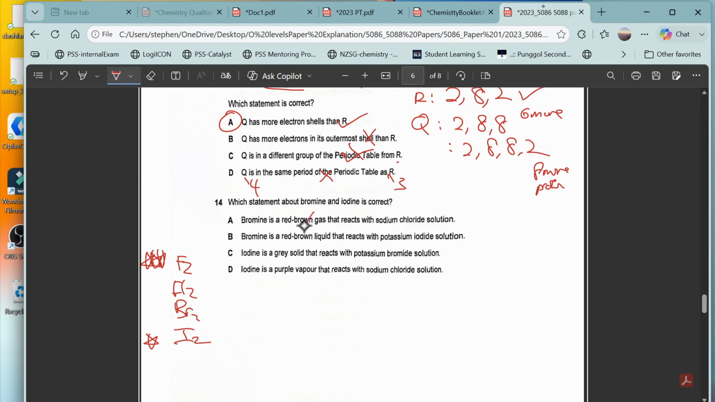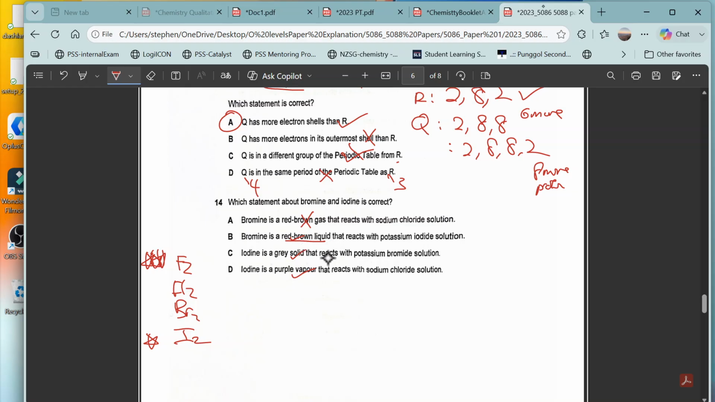Okay, so let's get something. Bromine is a red-brown gas. Actually, it's a liquid, it's not a gas. Iodine is a gray solid. Iodine is a purple vapor. Yes, iodine is very unique. As a solid, it's gray. When it sublimes or you warm it up a bit, it becomes a purple vapor. And if you dissolve it in alcohol, you get a brown solution. If it's in water, slightly soluble, it will be a brown solution also. So it could be B, C, or D, but there's something more to it.